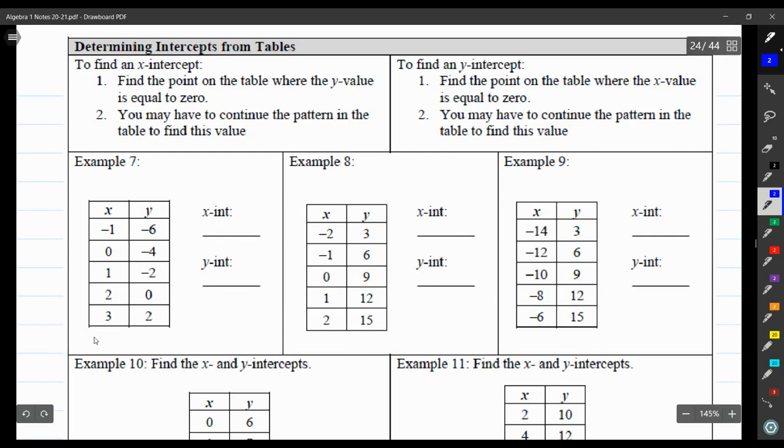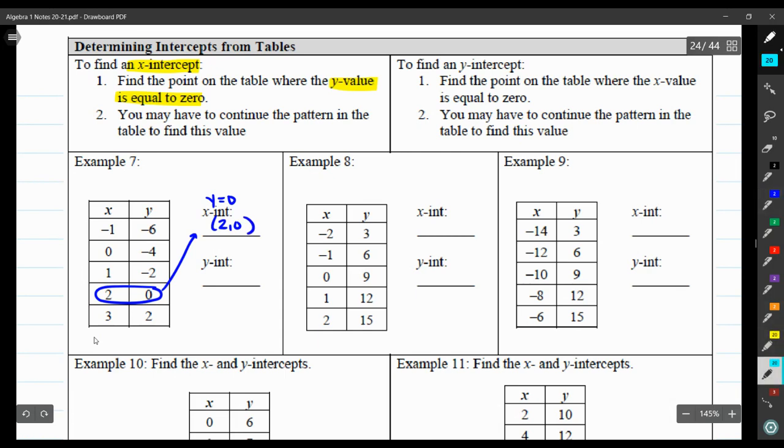Now what about tables? To find an x-intercept from a table, we have to remember that the y value is 0 for an x-intercept. Now you may have to continue the pattern to find this value. So let's look at number 7. I need the y value equal to 0 for the x-intercept. This is y equals 0. So scan the y column. Here's where y is 0. This must be the x-intercept at 2, comma 0.